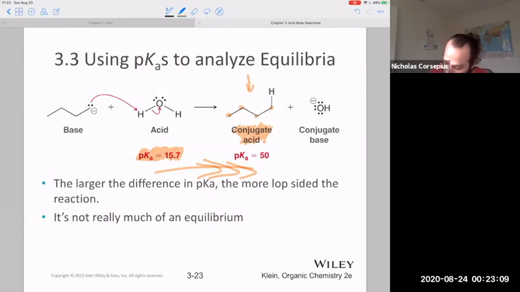So in this case, you may see this arrow drawn as just a single direction, meaning that there's really not much of your reactant left over once you mix these two. Very, very minuscule, tiny amounts, 0.00001%, something like that. So the larger the difference in the pKa, the more it favors one particular side or the other. And again, always towards the weaker acid, or the larger pKa.